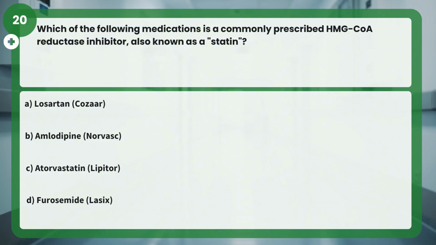Question 20. Which of the following medications is a commonly prescribed HMG-CoA reductase inhibitor, also known as a statin? A. Losartan, Cozaar. B. Amlodipine, Norvasc. C. Atorvastatin, Lipitor. D. Furosemide, Lasix.